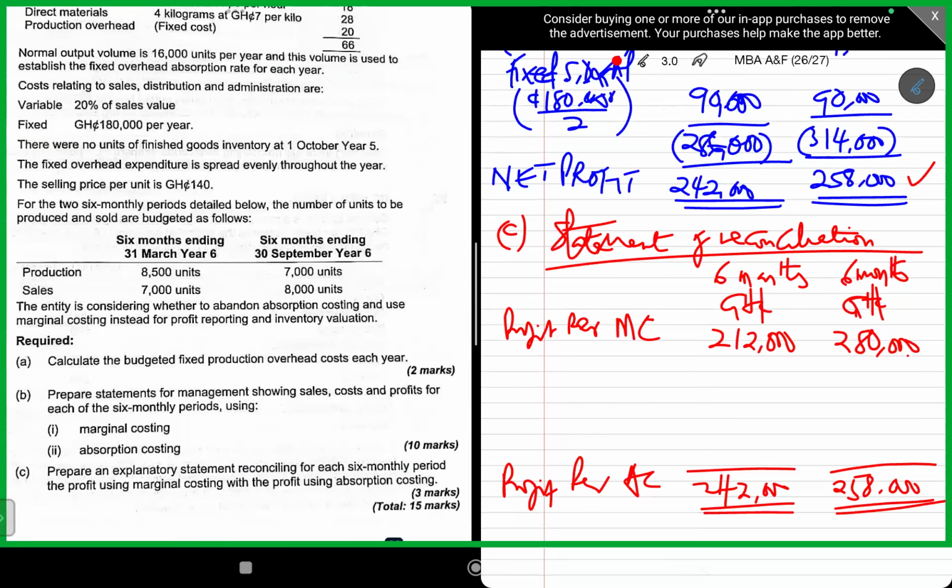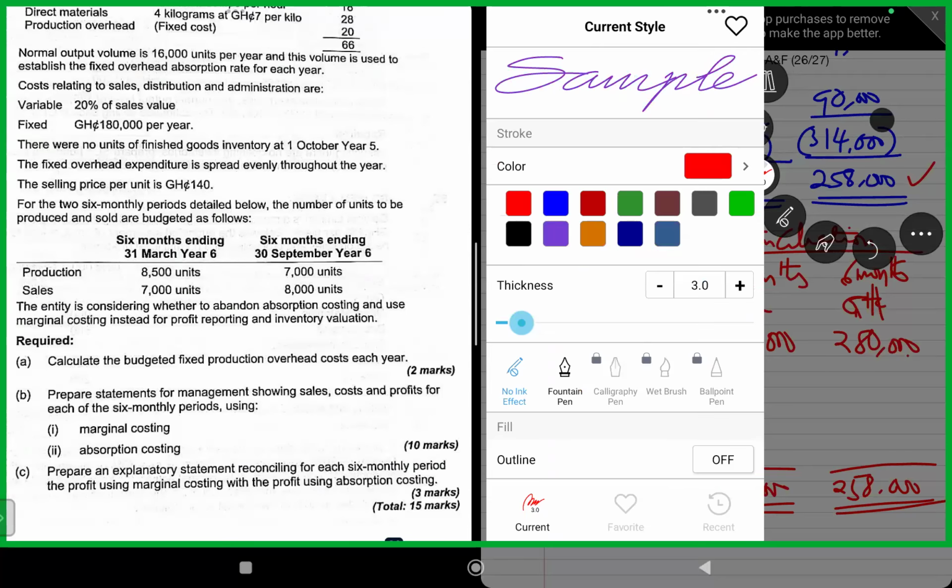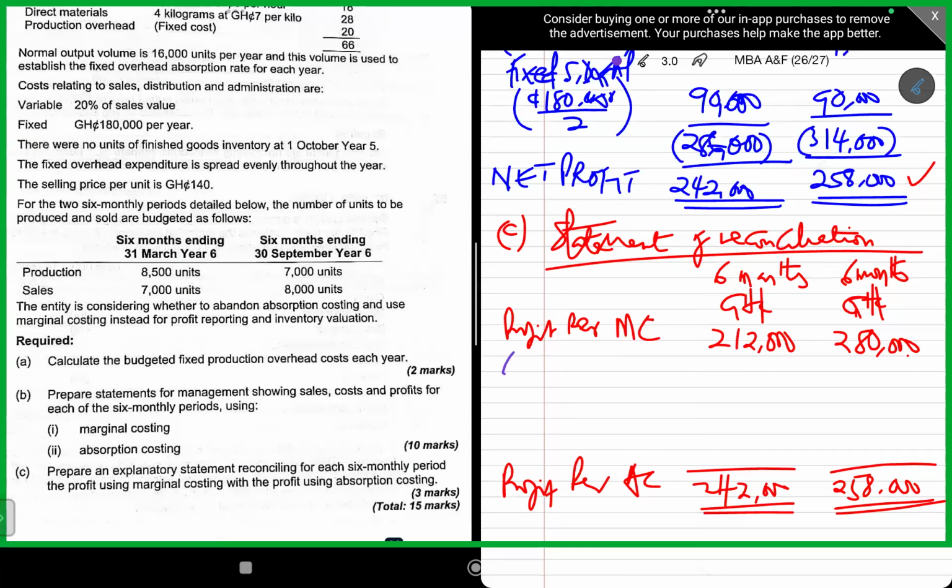Yes. All right, so we add. What are we going to add? We will say inventory. Remember, we are computing overheads. So how much should be added to 212 to get 242? We find the difference between 242 and 212. That is 242 minus 212. We're going to have 30,000 here.